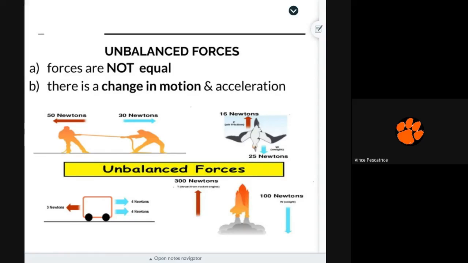So, for example, in this first one, the tug of war, you see the guy on the left in the red, he is pulling with 50 newtons, and the guy on the right is pulling with 30 newtons. So the guy with the 50 newtons is going to pull harder and with more force, therefore pulling the guy with 30 newtons, the smaller force, in his direction.